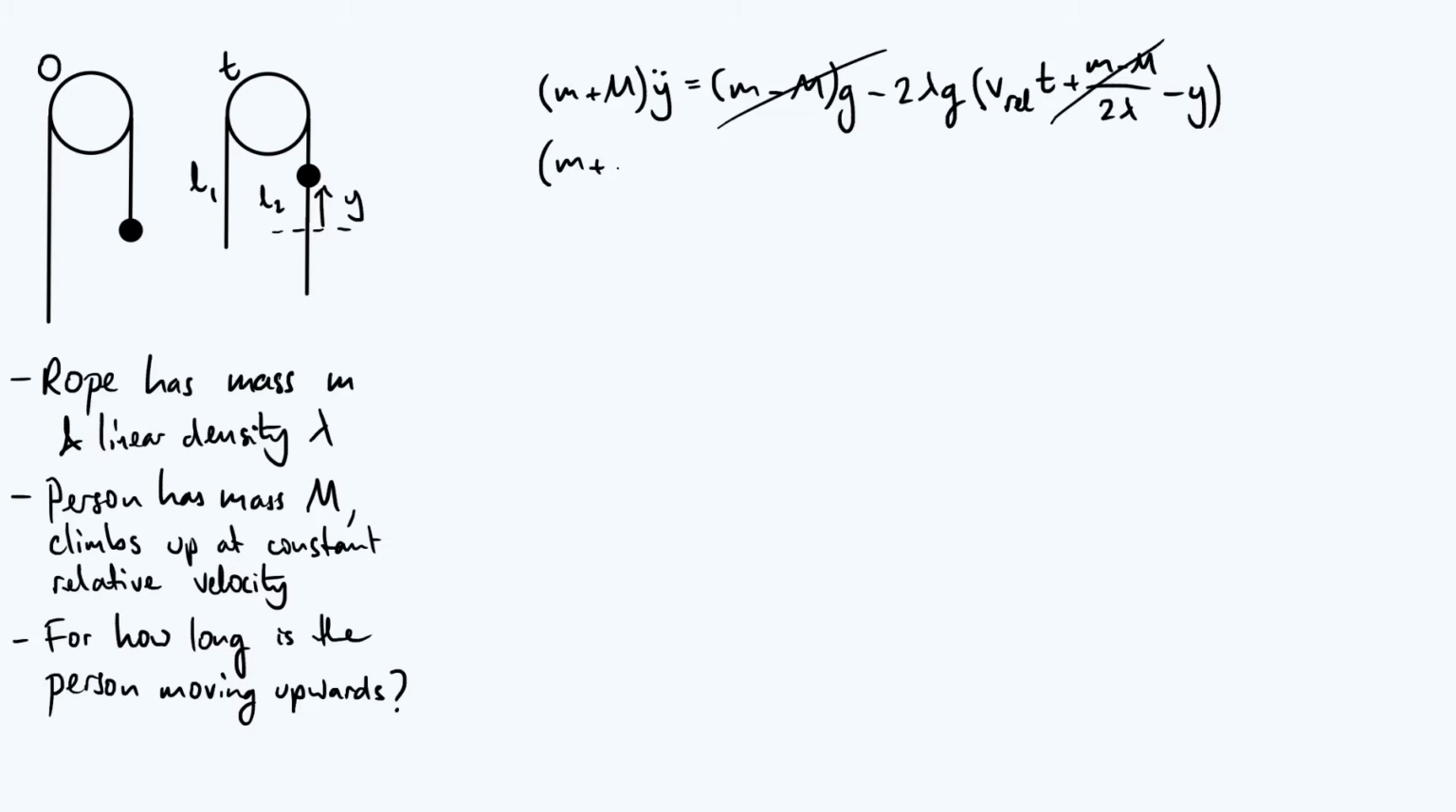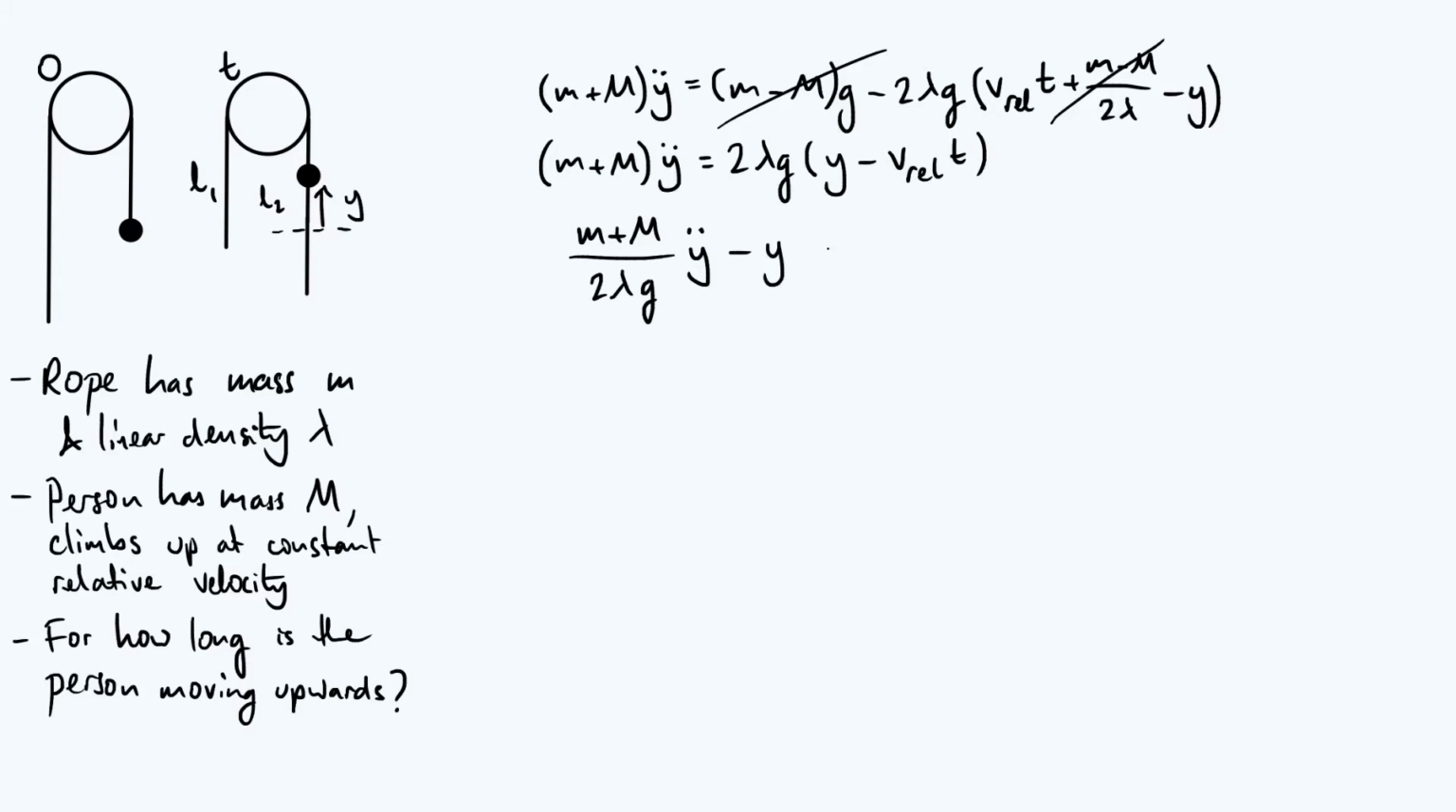If we do that, we get m plus M times y double dot is just, I'm going to also flip the minus signs around and get 2 lambda g times y minus relative velocity times t. And then we want to put this into a more standard form for a second order differential equation. I'm going to put the y terms on one side and the other terms on the other side. So we are going to get m plus M, divide everything by 2 lambda g. That's the coefficient of y double dot. I'm going to move my y term over to the left-hand side, so minus y. And then on the right-hand side, we're just left with minus v_rel times t.